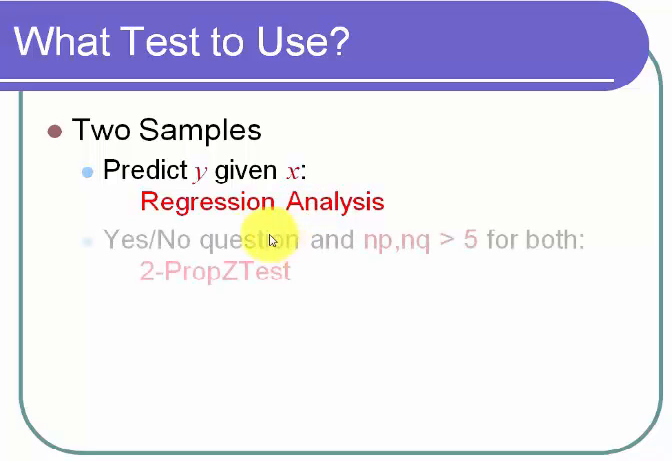On the other hand, if we had yes-no questions for both of these, and if we had NP and NQ, the number of yeses and the number of nos hypothesized for both data sets, we use a 2 prop z-test. That's the test for the difference between 2 population proportions.